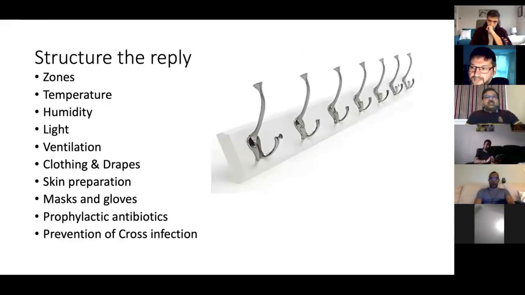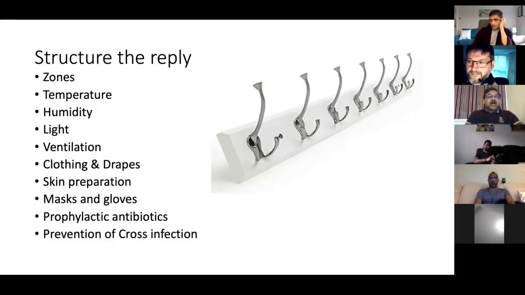Again, coming back to the structure of the reply. I tend to think of the bullet points as pegs. Each bullet point is a peg in my mind. You think of a peg and hang an explanation on that peg. Normally the list is very long: zones, temperature, humidity, light, ventilation, and so on. If you have a long list in your mind, you can't recall everything in the heat of the examination. You can still recall at least the top 3, 4, 5.